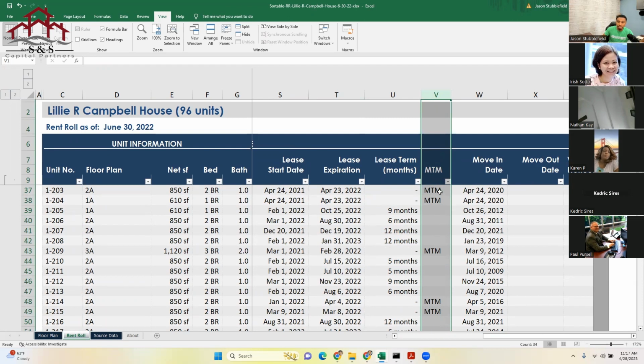And what that means is, even though they signed the lease, they just went month-to-month after that. So that tenant could leave after a 30-day notice. You could change the rents after a 30-day notice.